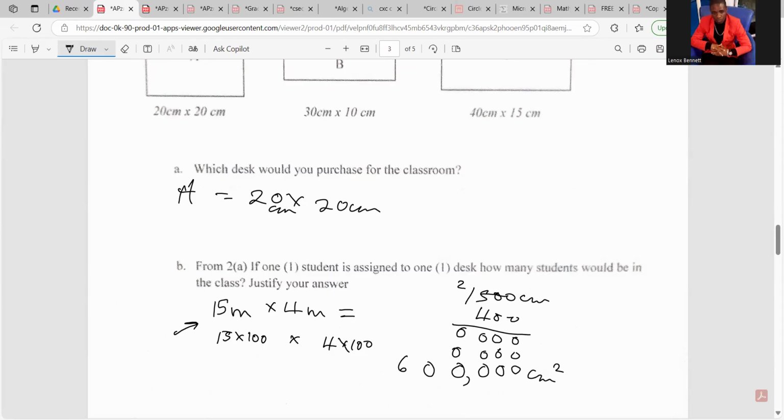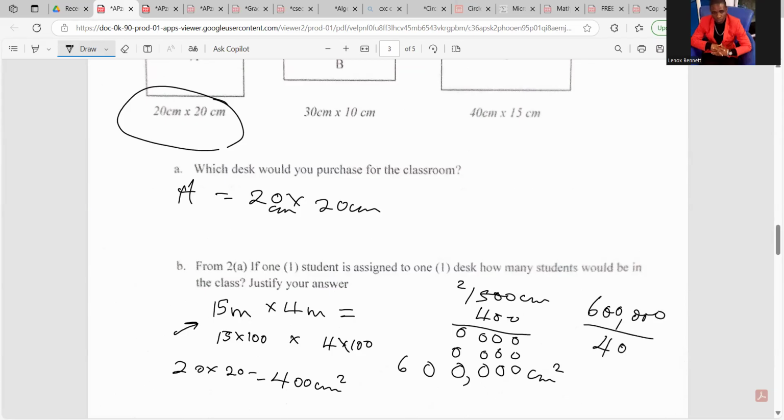But what's the area of one of these, right? The area would be 20 by 20, so it's gonna give me 400 centimeters square. To get the answer now, we're gonna divide 600,000 by 400. Of course, we're going to say 4 into 6,000: how many groups of 4 can we get out of 6,000? That will give us how many students can hold in the class. So that will be 1,500.